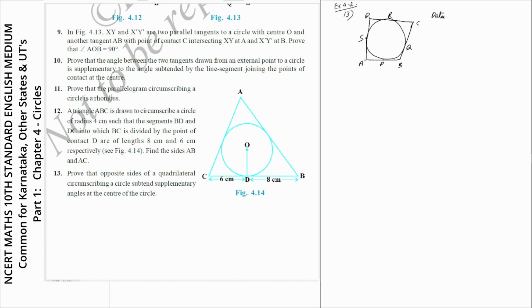So I'll write the data. ABCD is a quadrilateral circumscribing a circle centered at O. So this is the center O. P, Q, R and S are the points of contact of the sides of the quadrilateral and the circumference.